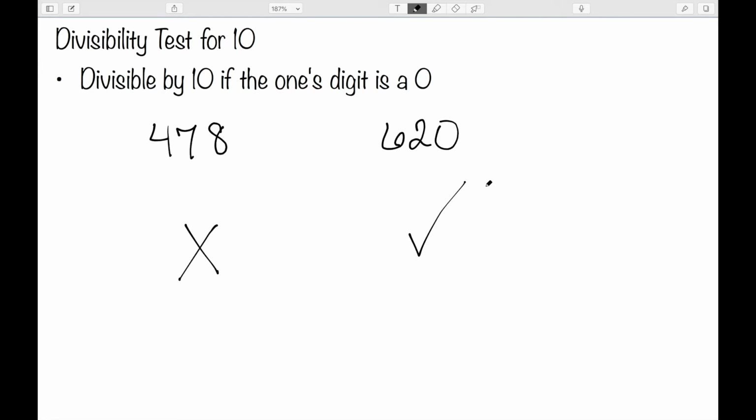The reason this divisibility test by 10 works is because if you multiply a whole number by 10, it just adds a 0 to the end. So we look for the 0 at the end to determine if we can divide evenly by 10, since dividing by 10 would remove that 0.